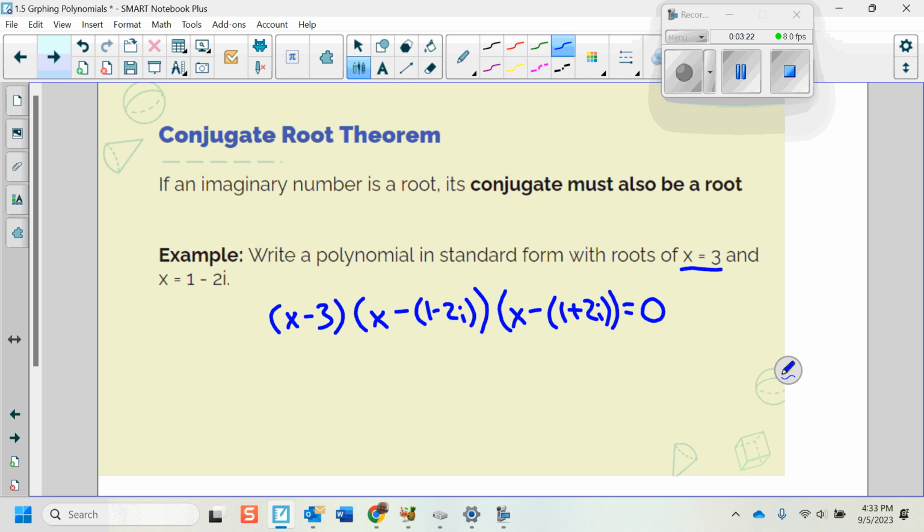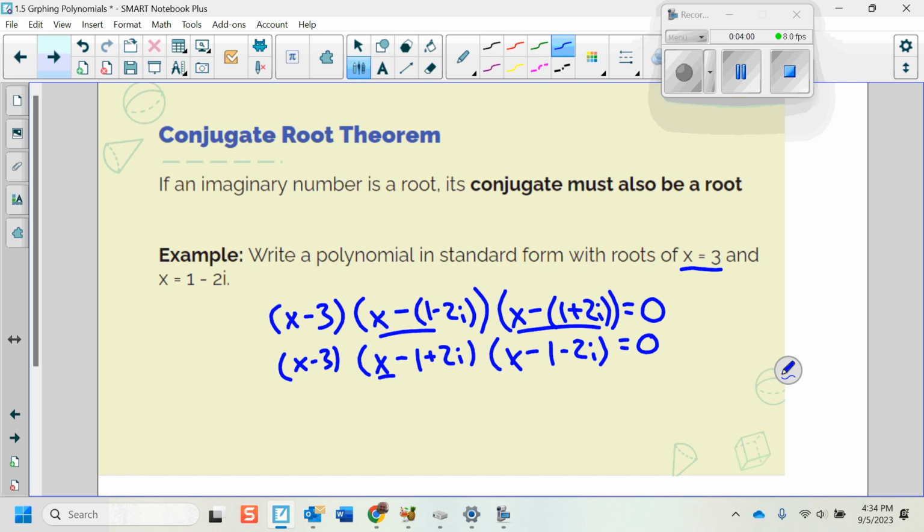Now things get a little complicated, but let's work with this. When we multiply it out, these i's obviously are going to go away. So I'm going to go ahead and multiply the two of these together. But before I do that, I'm going to think of it as x minus 1 plus 2i and x minus 1 minus 2i. And I still have this x minus 3 going along with it. Now when I multiply out, I'm going to multiply x times each one of the next one.